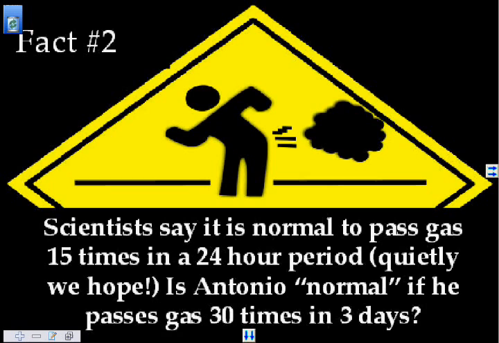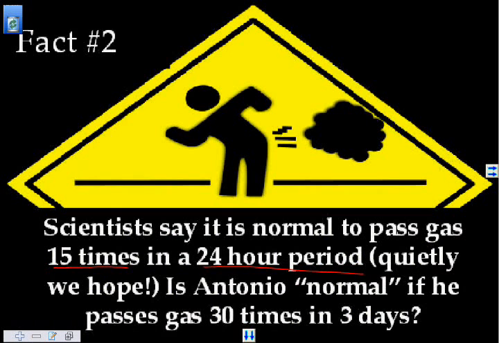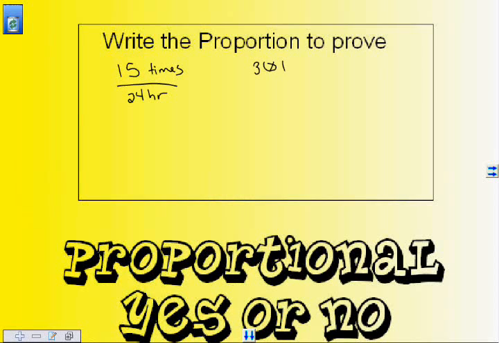So, scientists say it is normal to pass gas 15 times in a 24-hour period. That is our first piece of information that we will write in a ratio. 15 times in a 24-hour period. Antonio passes gas 30 times in 3 days. 30 times in 3 days. Hopefully you figured out that something was wrong with this. Our tops are how many times he passed gas. Our bottoms are different. This one's in hours, this one's in days.